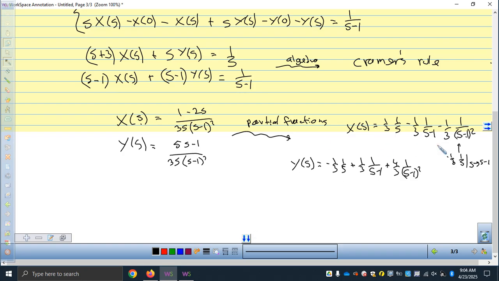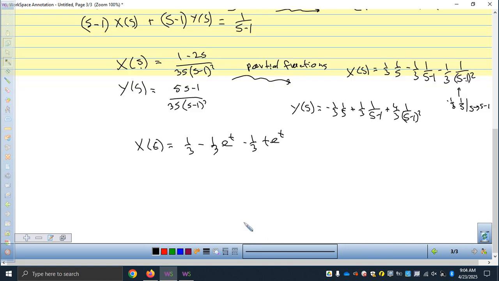So we apply the inverse transform to each of these, and we get x of t equals 1/3 minus 1/3 e to the t minus 1/3 t e to the t. And we get y of t equals negative 1/3 plus 1/3 e to the t plus 4/3 t e to the t.